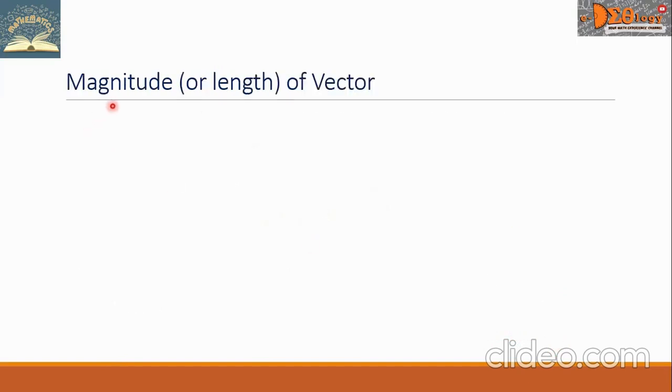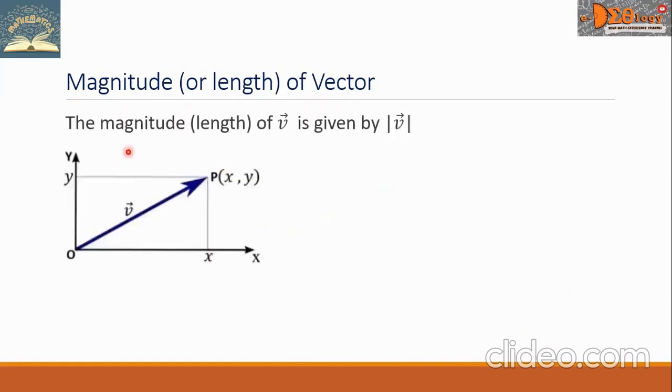Let us discuss the magnitude or length of vector. The magnitude or length of vector v is given by this symbol. The vector v is enclosed in two vertical line segments. And this is equal to the square root of x squared plus y squared.